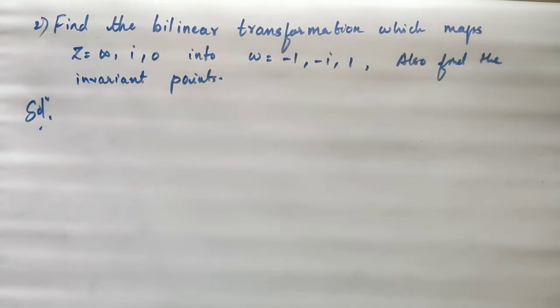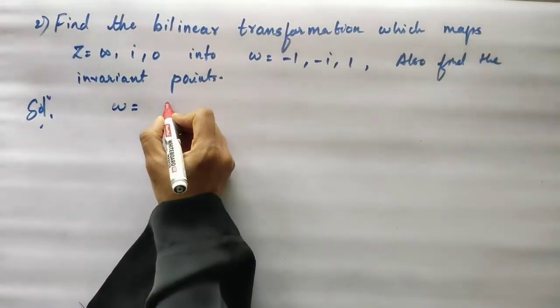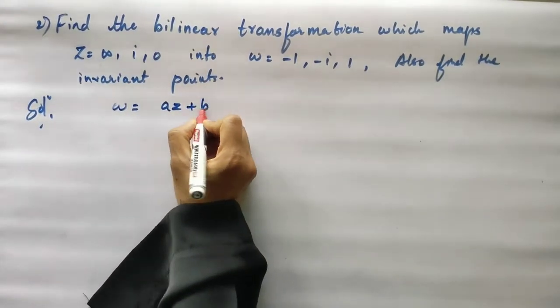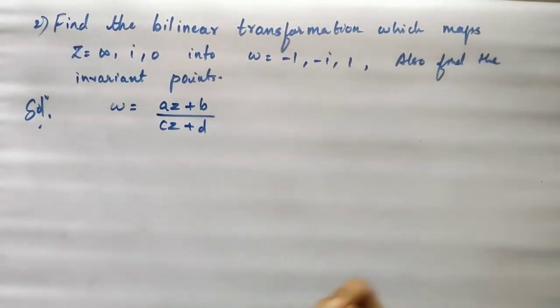I have already told you what invariant points are in my previous sessions. The points are mapped to themselves, so those are invariant points. Let us write the standard form of w, which is (az + b) divided by (cz + d). Accordingly, we'll do the substitutions.